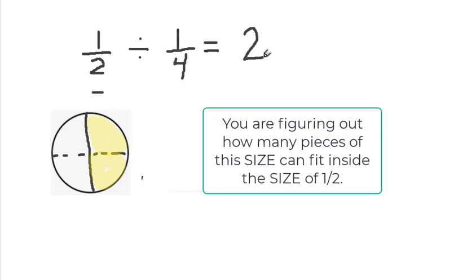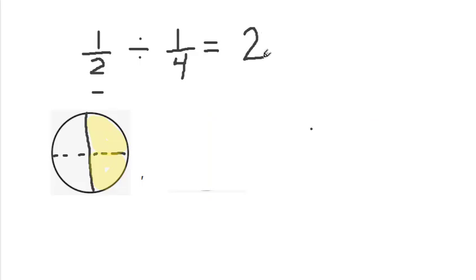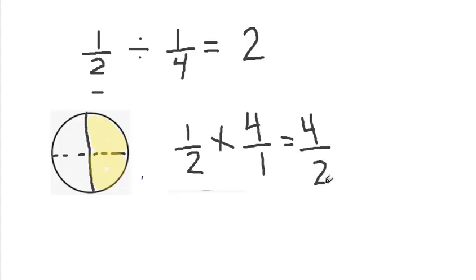Now let's use our keep, change, flip, the thing that we have learned, and we don't understand why that works. We're going to rewrite our problem, keep it, change it to multiplication, and then flip it. And now, as we multiply across, we have 4 over 2. And if I divide 4 by 2, look at that, it works. I get the answer 2.